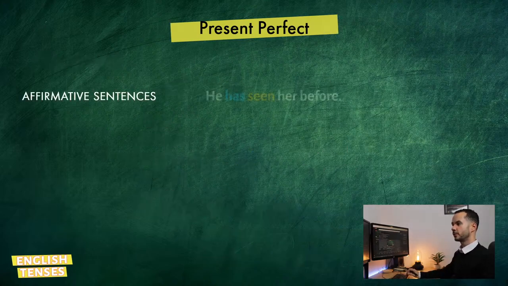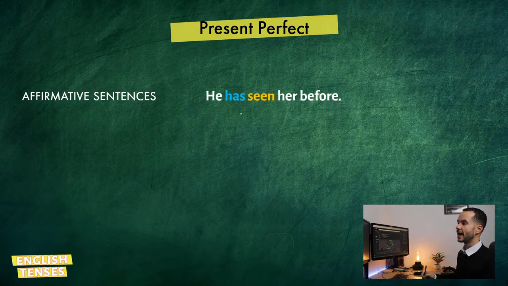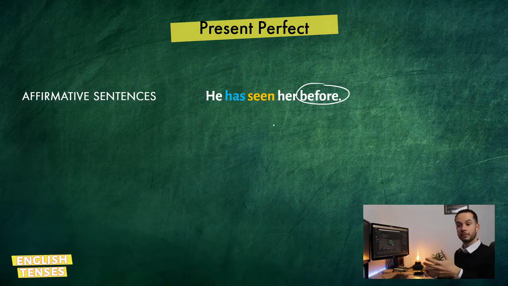Some examples with present perfect. We have the affirmative sentences. He has seen her before. Here we have the word before, which refers to the period of time before we were talking about this.